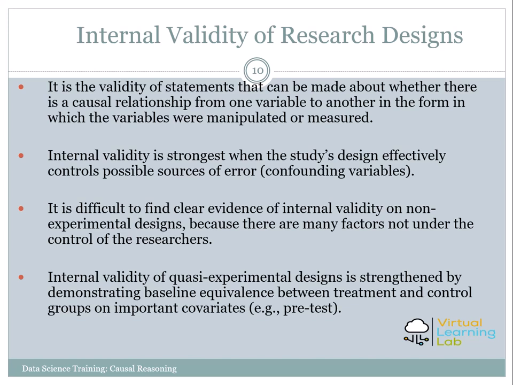So internal validity is the validity of statements about causal relationships. It is stronger in experimental designs, because experimental designs can control all sources of confounding. Now it's weaker in quasi-experimental designs and even weaker in correlational designs. In quasi-experimental designs, you can strengthen the internal validity by controlling for confounders and demonstrating that important confounders have been included.